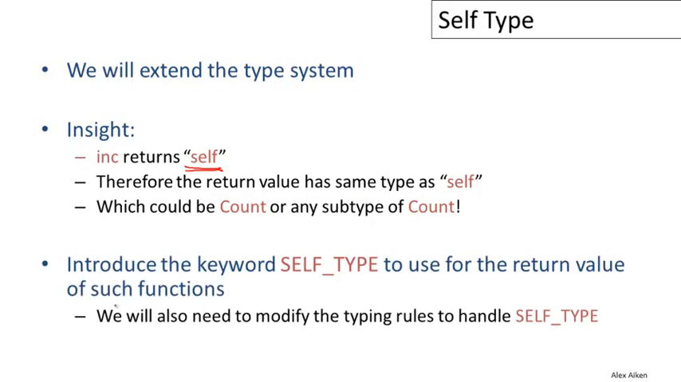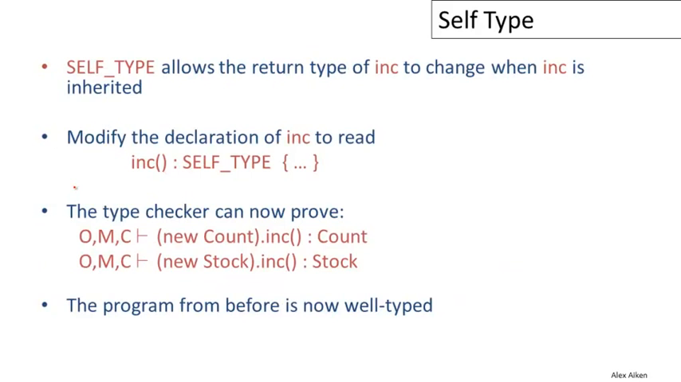To do this, we're going to have to introduce a new keyword called self-type that is going to be used as the type of the return value of such functions. And we're going to have to modify our typing rules to handle this new kind of type. The idea behind self-type is that it allows us to reason about how the actual dynamic return type of the increment method changes when the increment method is inherited. So we change the declaration of ink to read as follows. We declare the return type now to be self-type, meaning the return value of the increment method has whatever type is the type of the original self parameter.